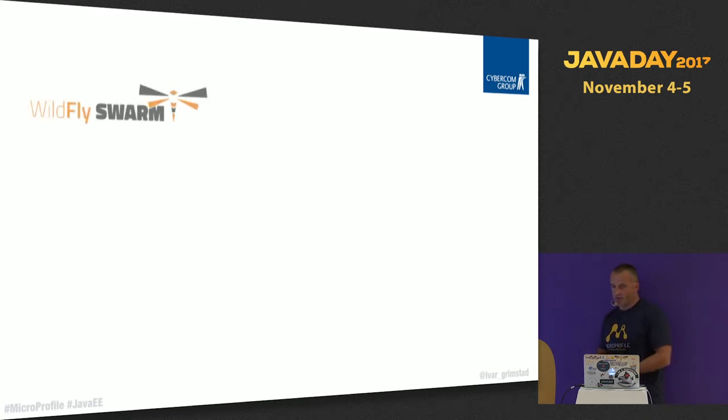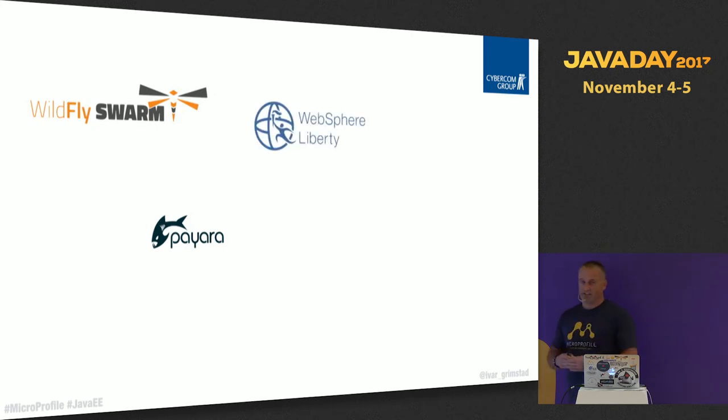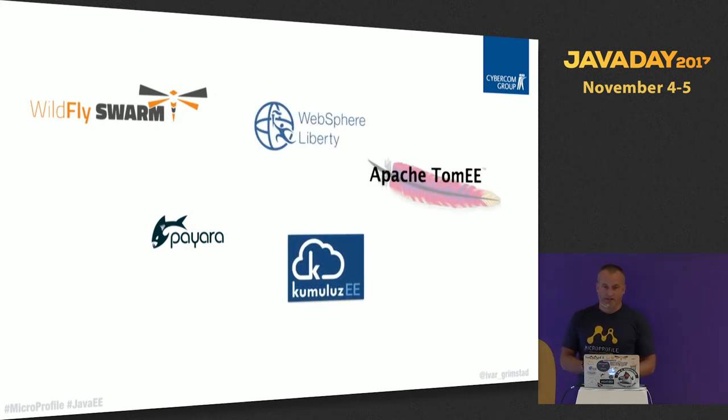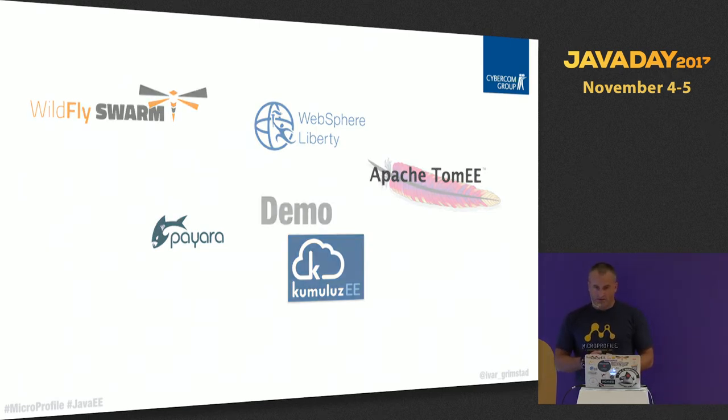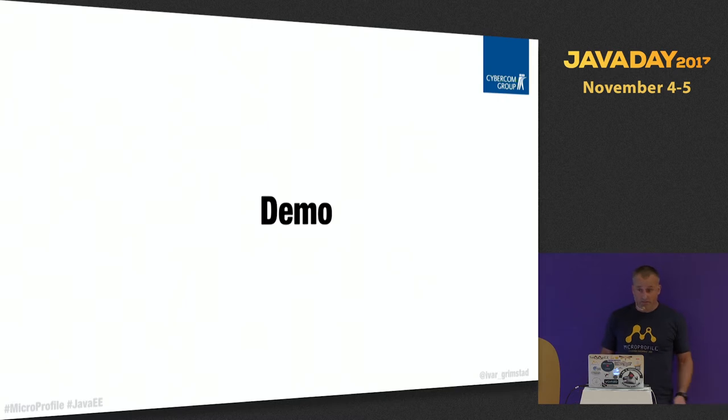The difference with Microprofile, and especially since it's just a subset of existing stuff, is that from day one you had four implementations, and after that even a fifth one was added to the game. The first four were WildFly Swarm, WebSphere Liberty, Apache TomEE, and Payara. And then we also have CUBA EE, which is implementing a lot of the Microprofile stuff. So that's about the introduction. So let's dive in and look at some of the code.